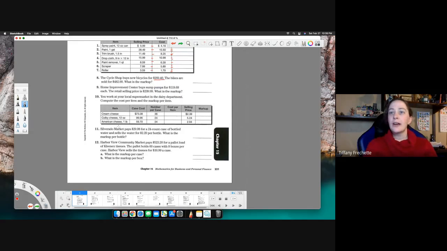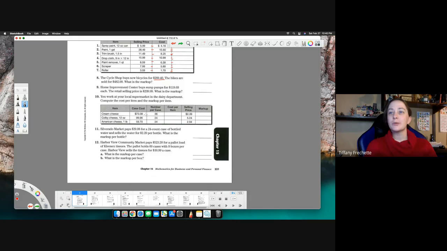All right. So you work at your local supermarket in the dairy department. Compute the cost per item and the markup per item. With this one, they're giving you the number in a case. We don't always buy things by item, especially stores. They'll buy a whole case of it. And we want to know, by item, how much does it cost before we start selling it? Because most people don't come and buy a whole case of, say, cream cheese. They're going to buy a single block of cream cheese, right? One block, not a whole case of it, because how many people can eat that much cream cheese?